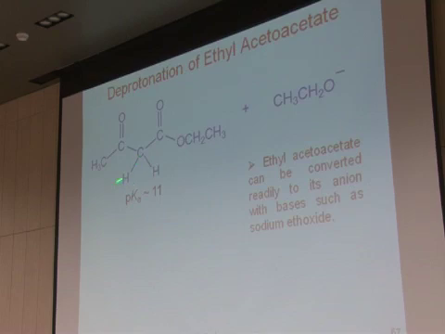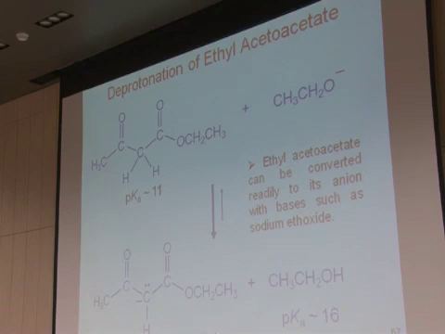So these two hydrogens are acidic. The pKa of these hydrogens is on the order of 11. You can generate the enolate. That enolate is stabilized by resonance. The direction of equilibrium is towards the enolate because you're going from pKa 11 of ethyl acetoacetate to pKa 16 of ethanol when you are using an ethoxide ion.